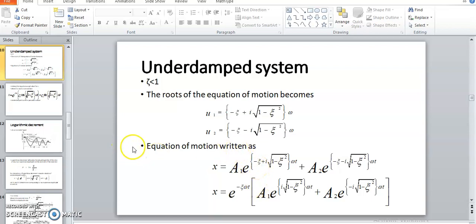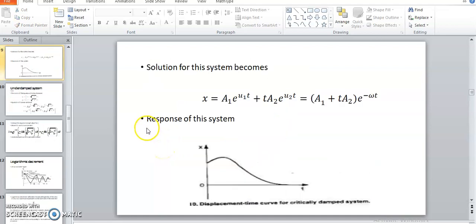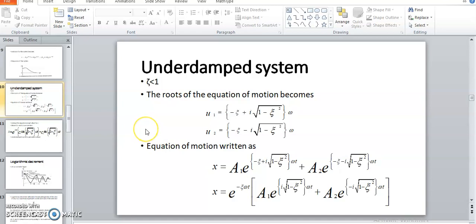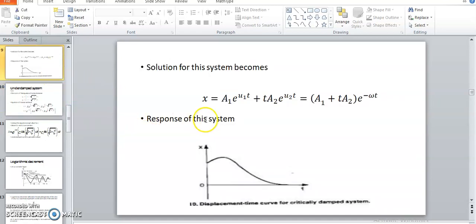As a continuation of the solution of this differential equation, the third case is nothing but the underdamped case. Previously we discussed the overdamped case and the critically damped case. In the critically damped case, if you look at the solution, x is equal to a1 e raised to u1t plus t a2 e raised to u2t.